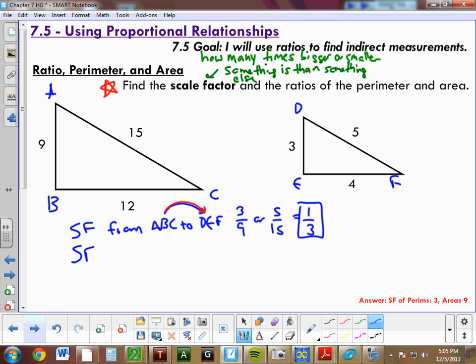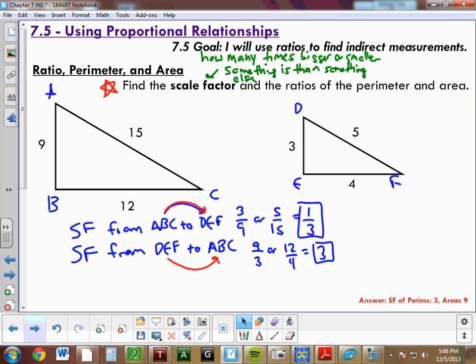If I wanted the scale factor from DEF to ABC, then that would be the other way around. So like 9/3 or 12/4. That comes out to 3, which makes sense because if you wanted to take something like DEF, which is small, and make it bigger, which is something like ABC, I would have to multiply that by a larger number, which is where I get 3 from. So that's where that comes from.